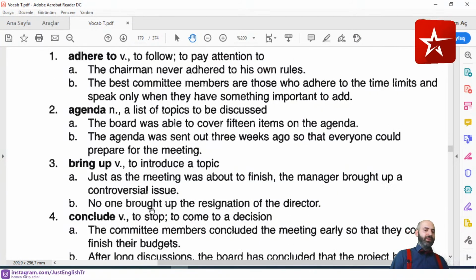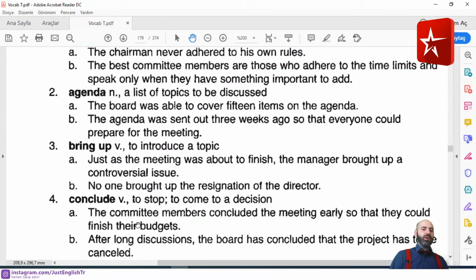Conclude is a verb and it means to stop something or to come to a decision. If we want to use conclude as a noun, we will use conclusion. S-I-O-N. Okay, conclusion. Like decide, decision, conclude, conclusion. You can remember like this. Sentence A says the committee members concluded the meeting early so that they could finish their budgets. Pretty understandable, I think. We don't need any extra explanation for this sentence.